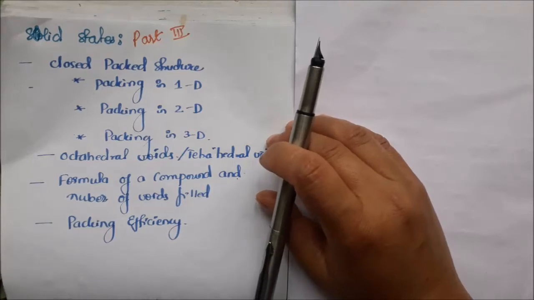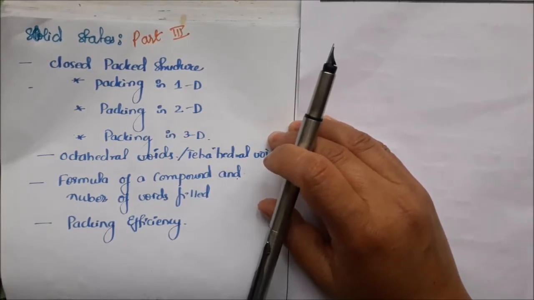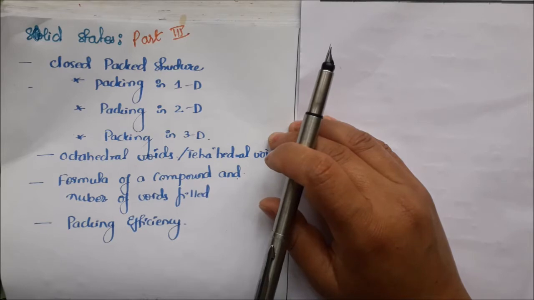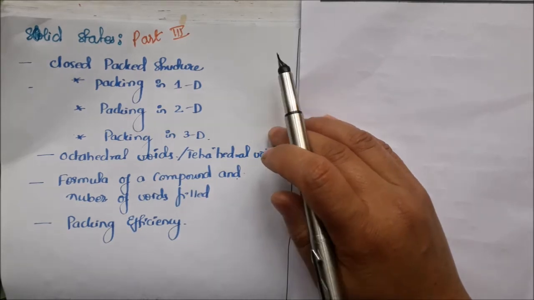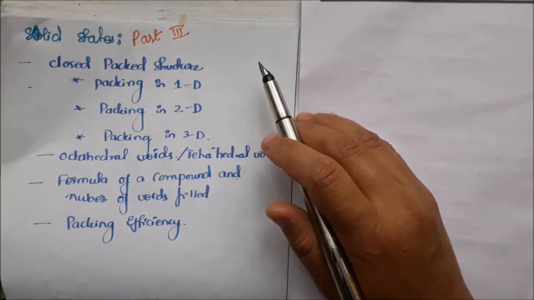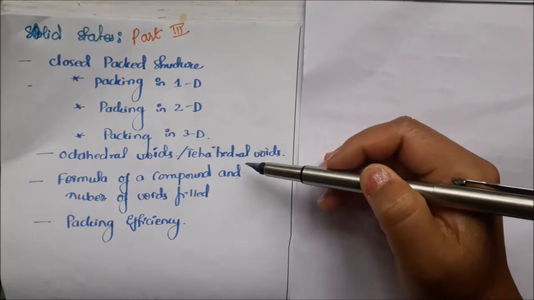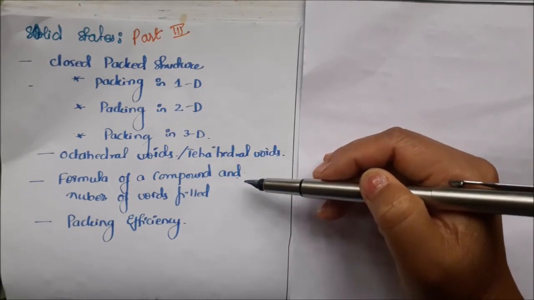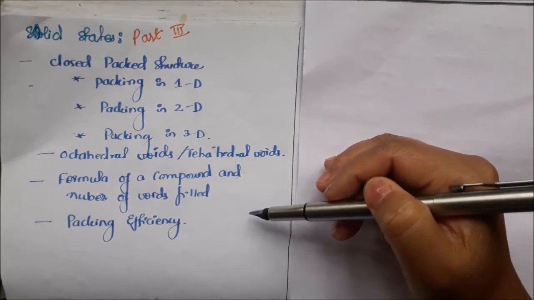Welcome back again. I'm here again with another video from the chapter Solid State, and in this video we are going to discuss the topics: close packed structure, octahedral void, tetrahedral void, formula of a compound and number of voids filled, and at last packing efficiency.